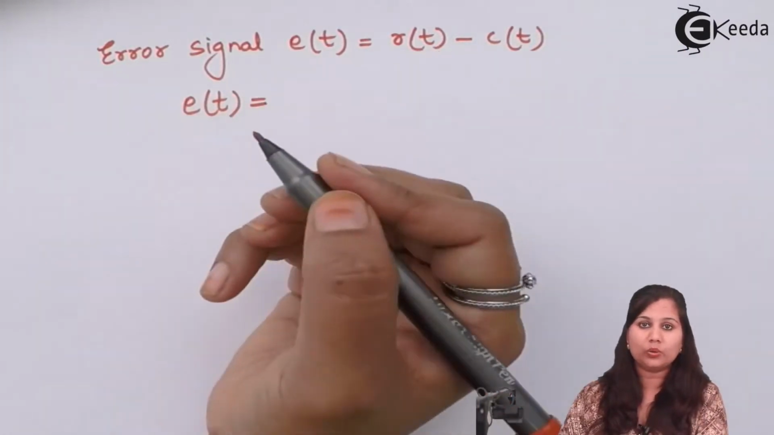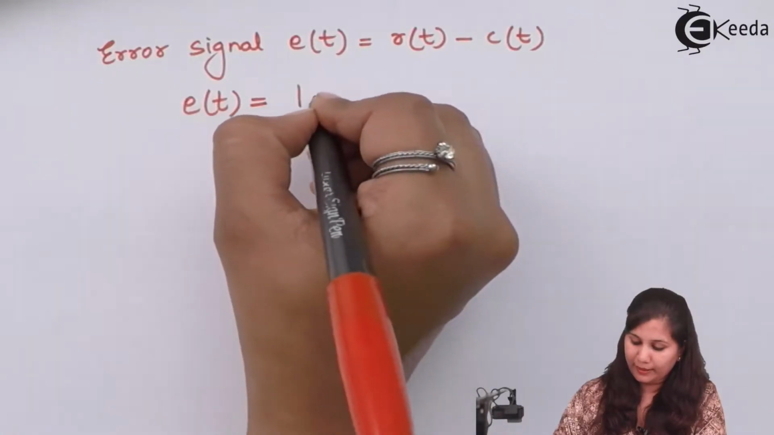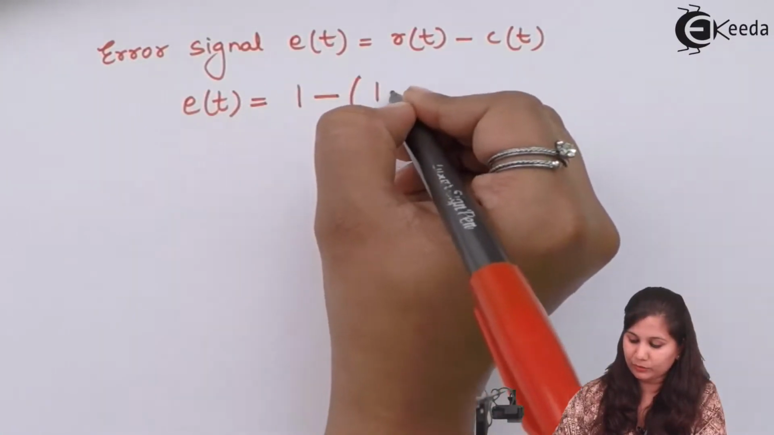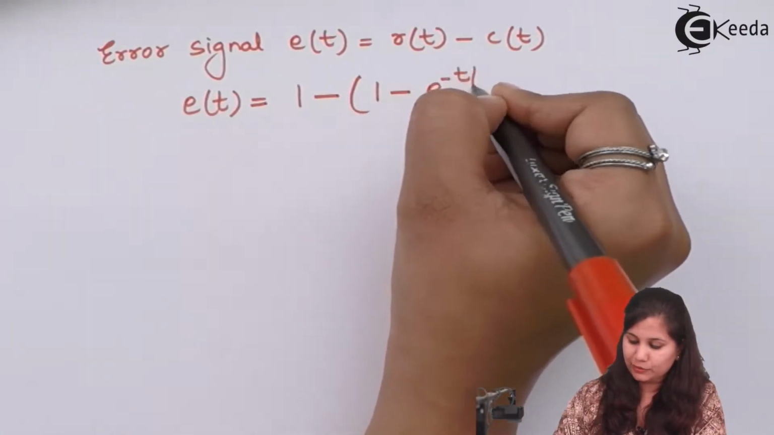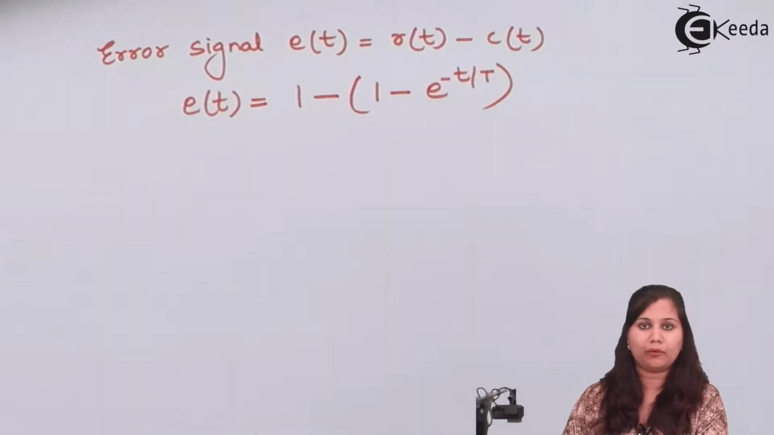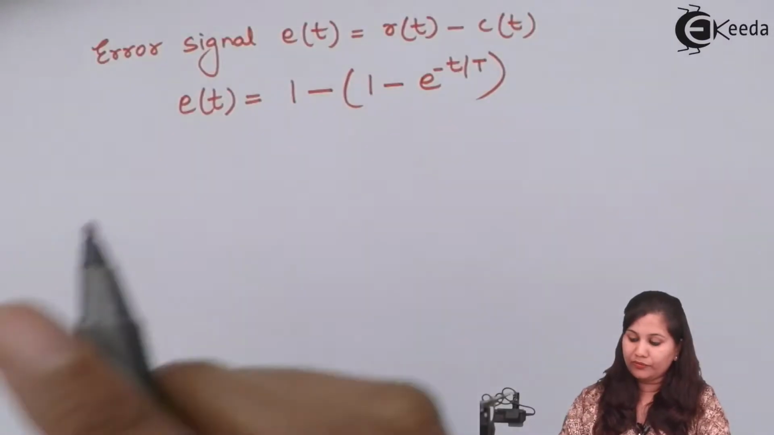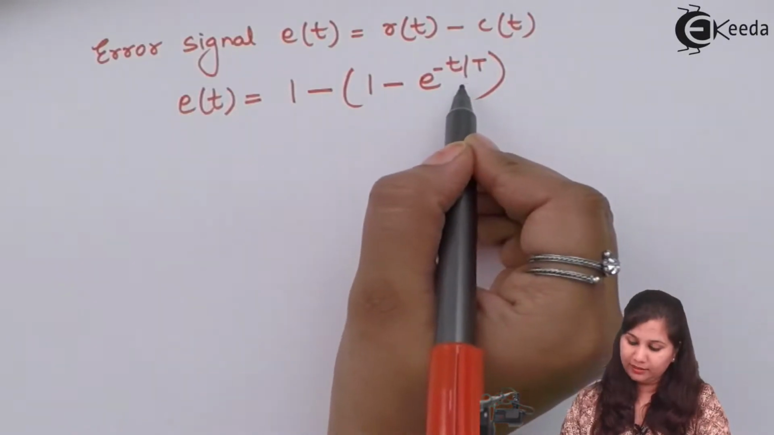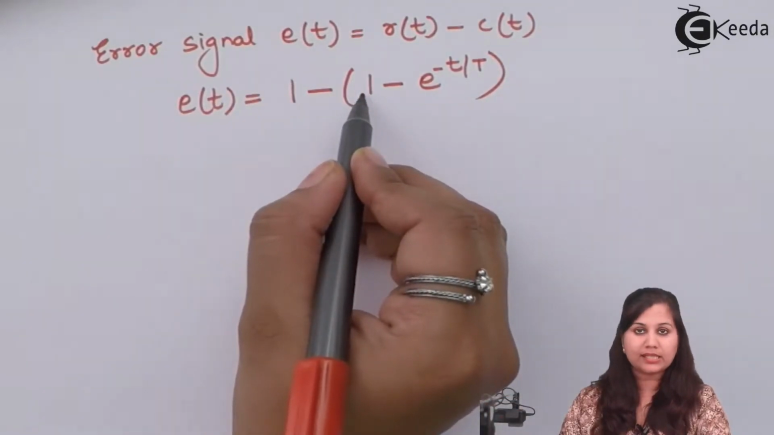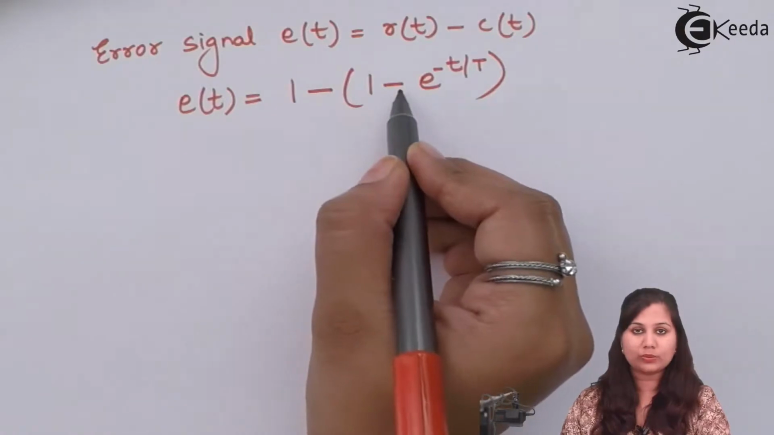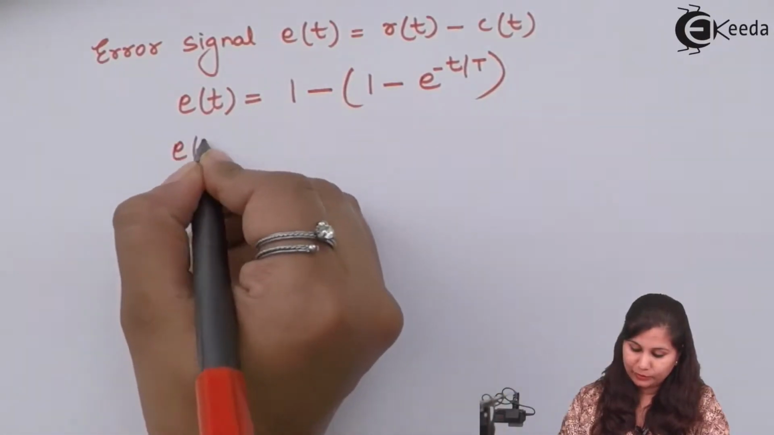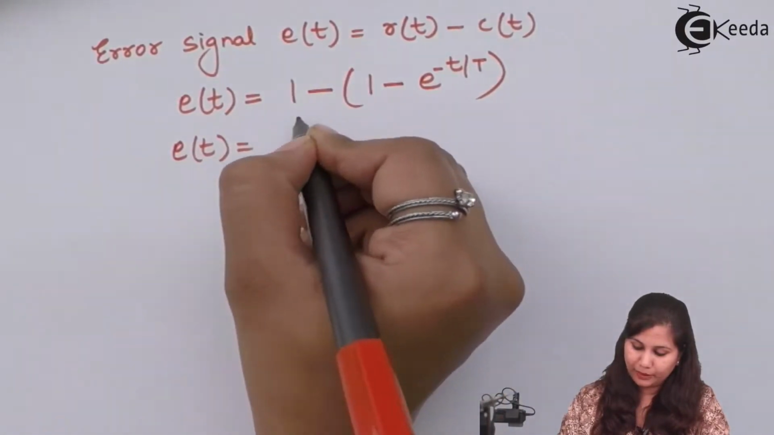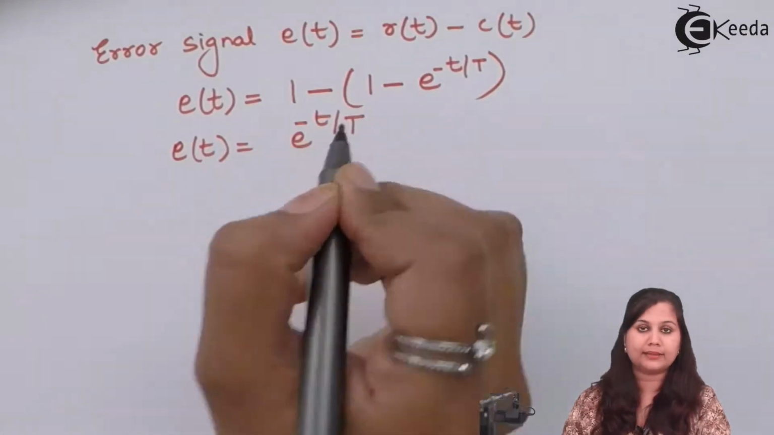Input signal is the unit step function, so it is 1. We have calculated c(t) as 1 minus e raised to the power minus t upon T. So we have put the value of c(t) here. Now 1 minus 1 is 0, and minus minus will be plus. So the error signal will come out to be e raised to the power minus t by T.